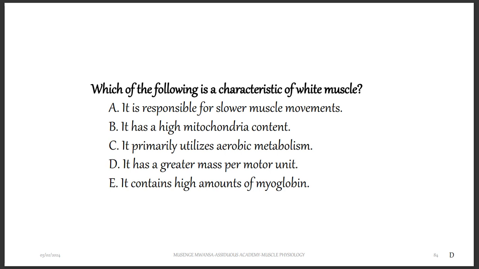So white muscle does not contain a high amount of myoglobin. That's not true. And it doesn't utilize aerobic respiration, it's not aerobic but anaerobic. So it's not going to have a high content of mitochondria, because high content of mitochondria is for the red muscles. Responsible for slower muscle movement? It's not for slower because these are fast muscles. So the best one you can pick is a greater mass per motor unit.